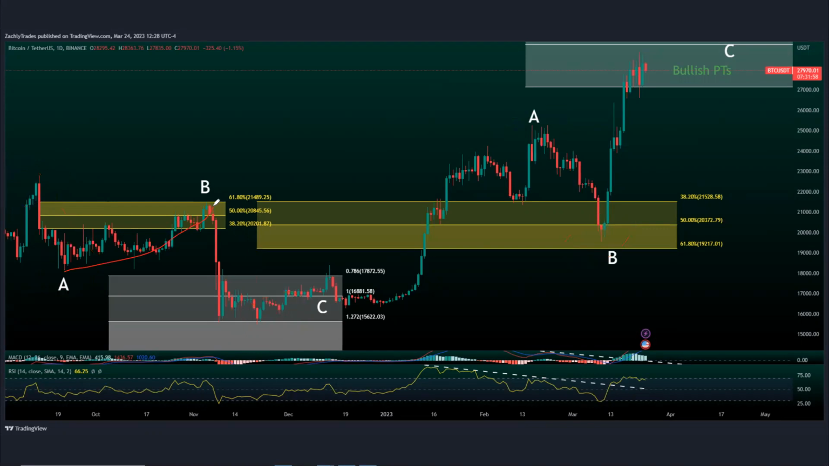Then we got a B wave retracement, and then we got a continuation of that trend in our C wave. So the fibs are really useful for spotting trend continuation because nothing moves in a straight line down or in a straight line up. Rather, you would get a move down, retracement, continuation of the trend, or a move up, retracement, continuation of that trend.